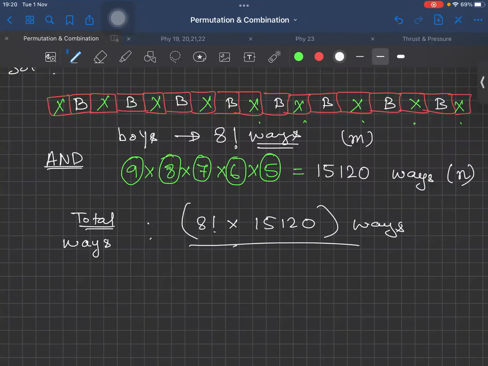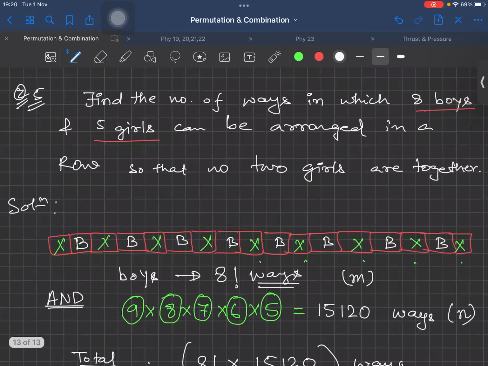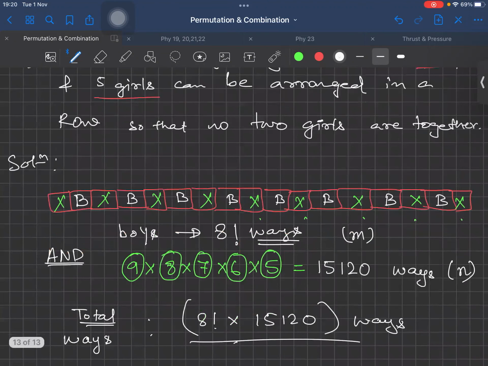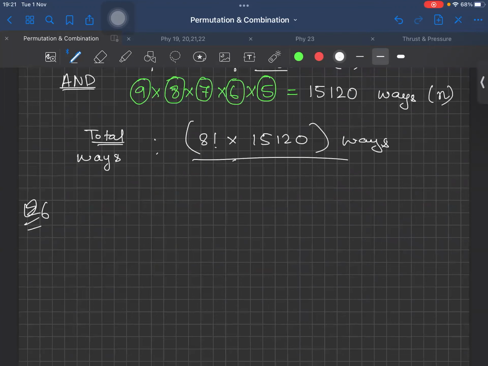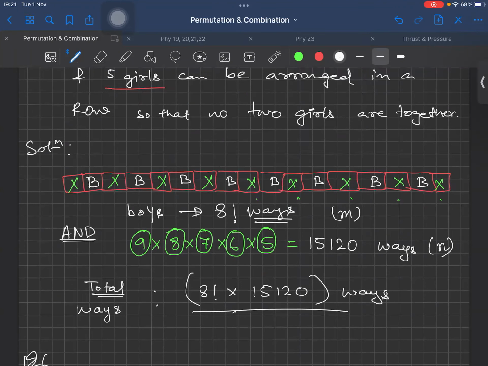Okay, is this problem clear to you all? Because these types of problems will be there mostly. Is anybody having doubt in this problem? I can explain it again, or we can go ahead and solve more problems. Is this thing clear, why it is 8 factorial ways and why this is 9, 8, 7, 6, and 5?